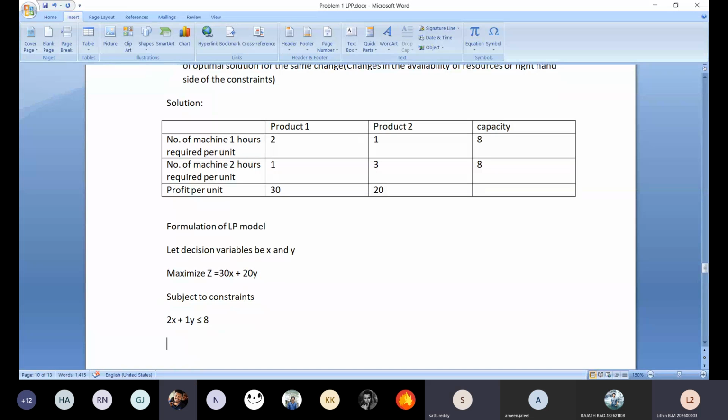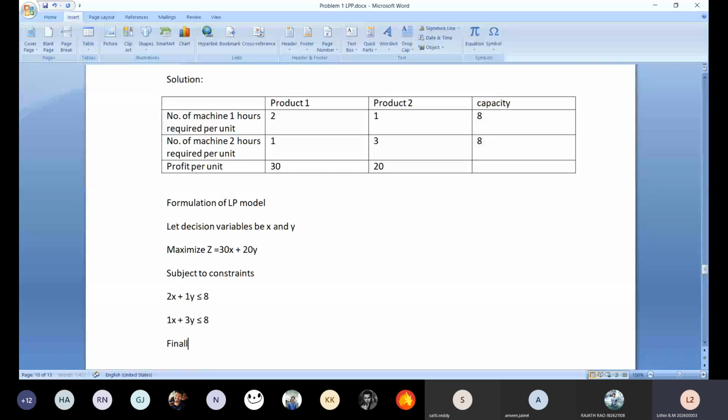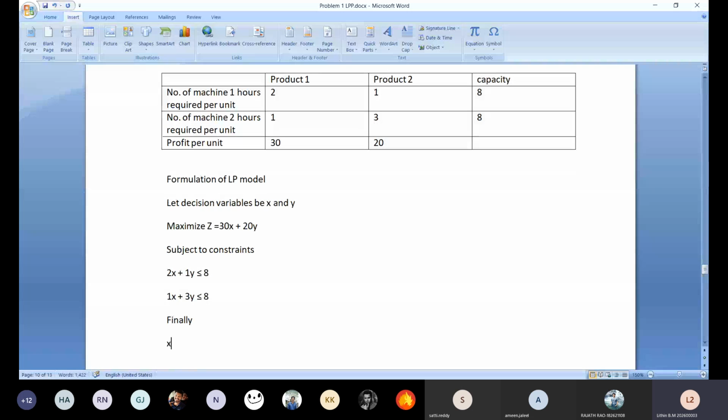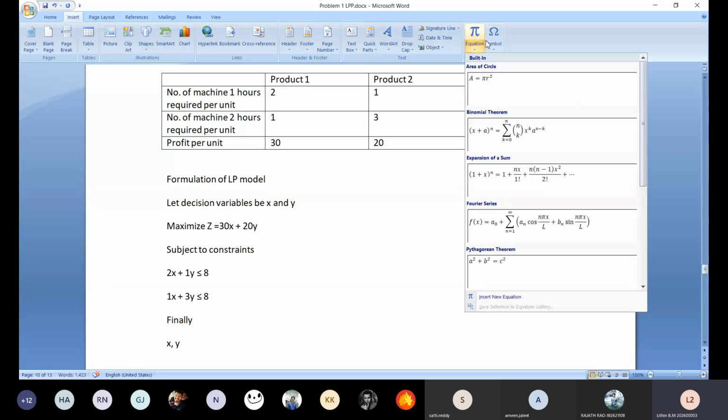x plus 2y less than or equal to 8. Plus 3y. Yes, x plus 3y is less than or equal to 8 again. Finally, we have to write the non-negativity constraints. Finally, x comma y should be what? Greater than or equal to 0.